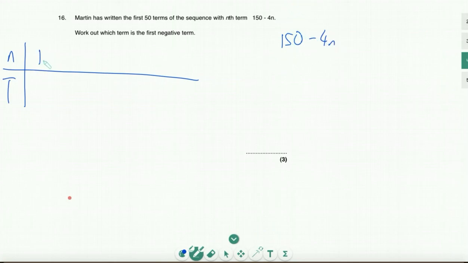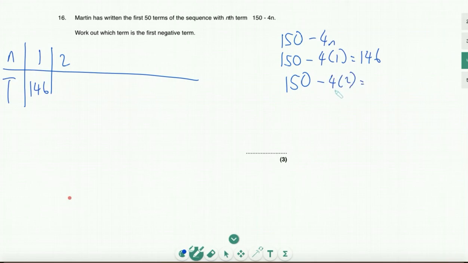Let's find the first term. So what I'm going to do is I'm going to replace n with 1. So 150 minus 4 times 1 makes 146. Let's find the second term. I'm going to replace n this time with 2. So minus 4 times 2. 4 times 2 is 8. 150 minus 8 is 142. Let's find the third term. So 150 minus 4 times 3. 4 times 3 is 12. 150 minus 12 makes 138.